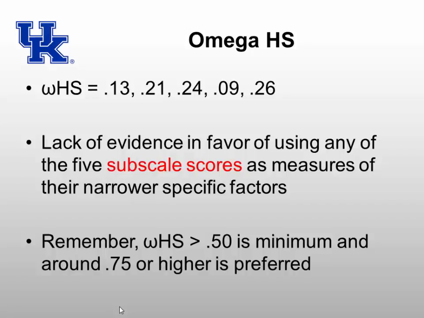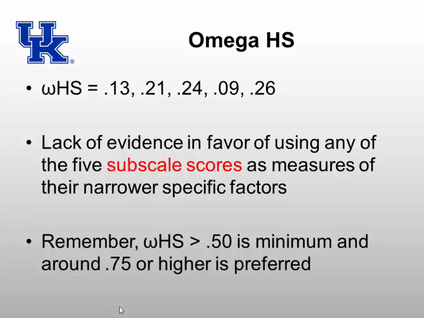Check out these values. Remember, our minimum was 0.50, our preferred was 0.75. Are these close to either of those? So this is a stark lack of evidence for using any of these five subscale scores as measures of their narrow or specific factor. It's quite misleading to say that this alienation specific factor score is capturing alienation. It's not true. It's capturing, once again, the overall internalized stigma construct. But we have a total score for that.